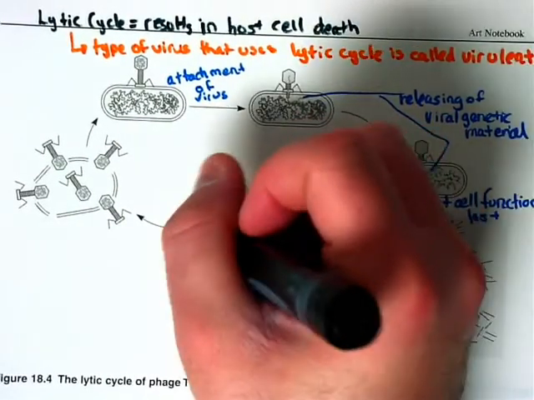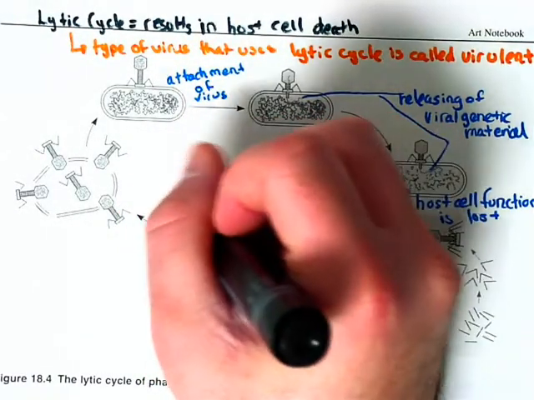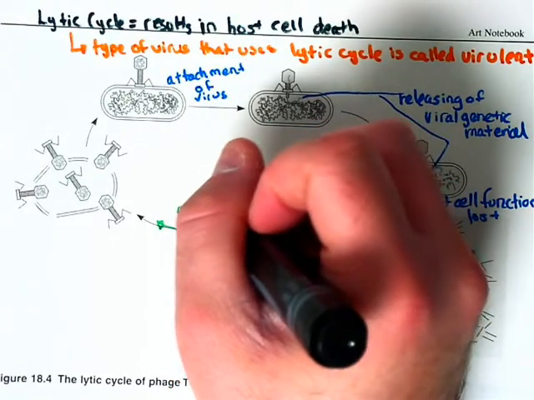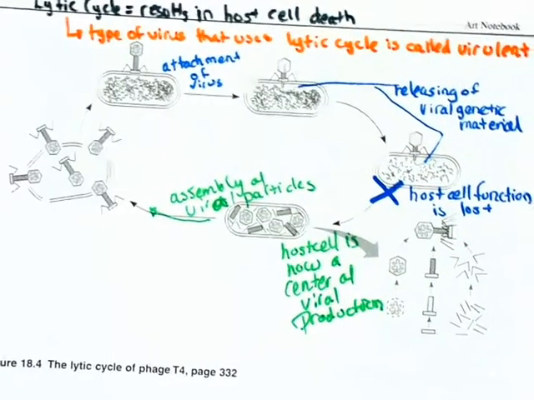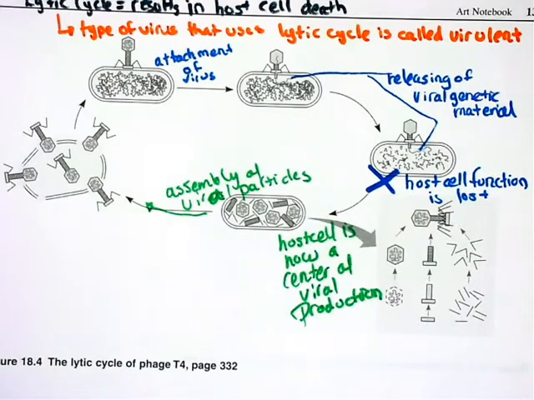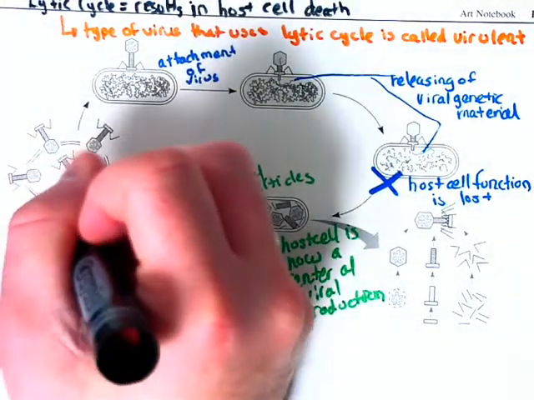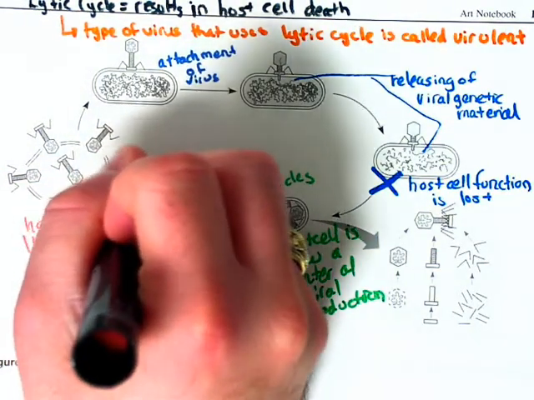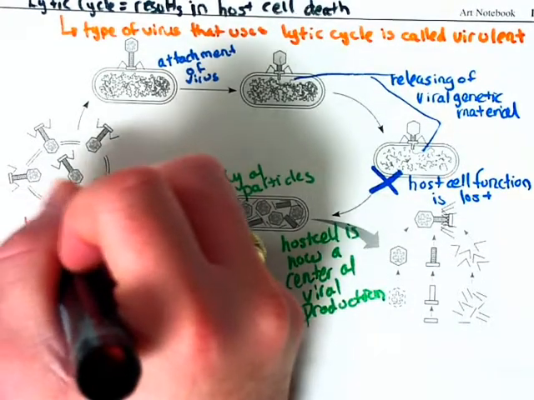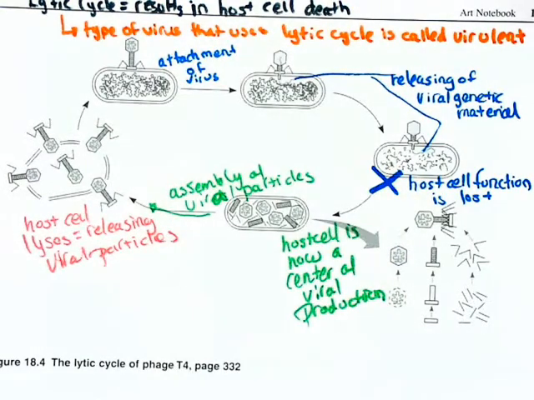And so you have, over the course of this time, the assembly of viral particles. So there's that assembly of the viral particles. And at the very end, what happens to the host cell? Host cell kind of explodes, right? Yeah, host cell lyses. Of course, this would be releasing viral particles. Viral particles go out because the host cell is dead.